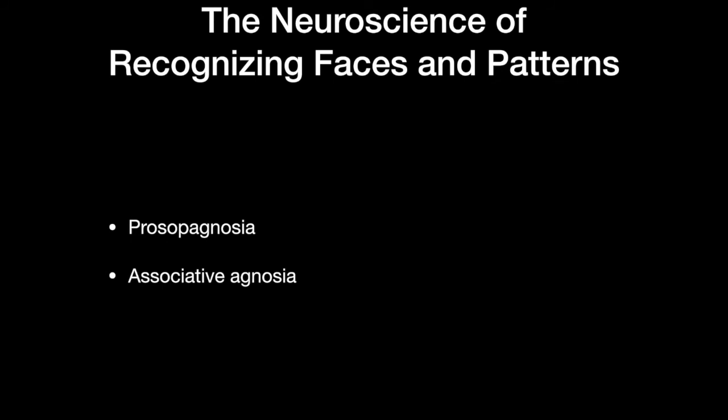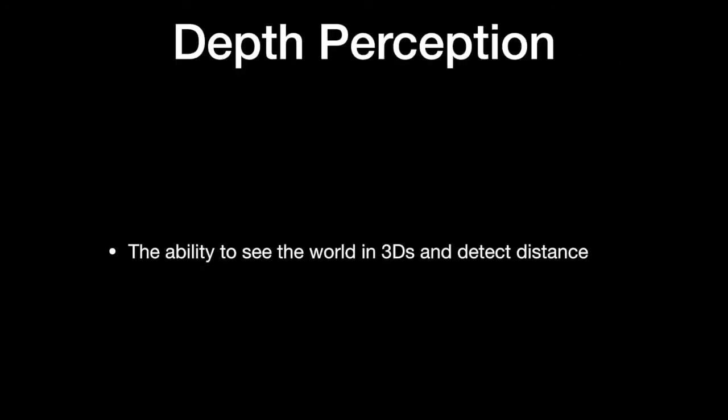Associative agnosia is similar to prosopagnosia, but patients experience difficulty recognizing objects, while they can recognize faces. This indicates that faces and non-face objects are processed differently.